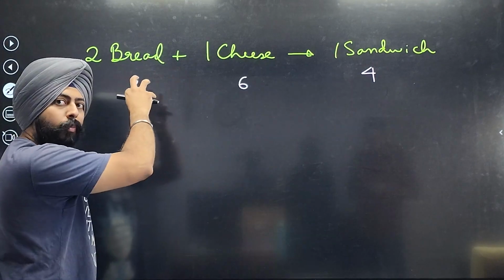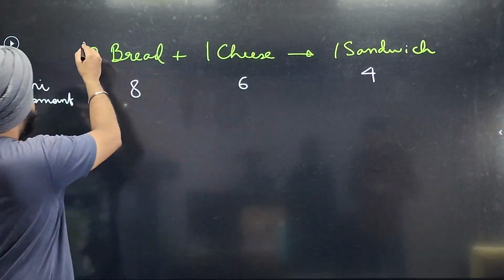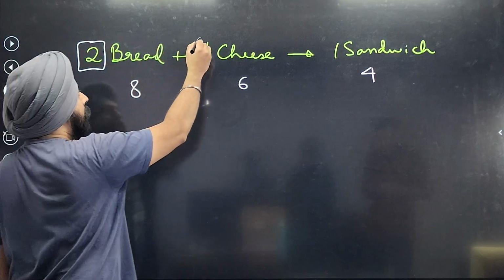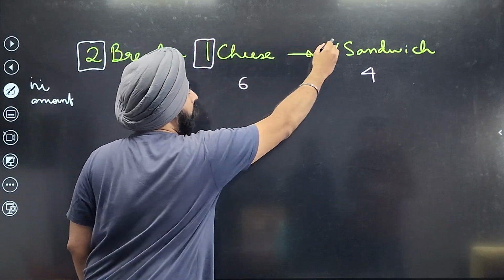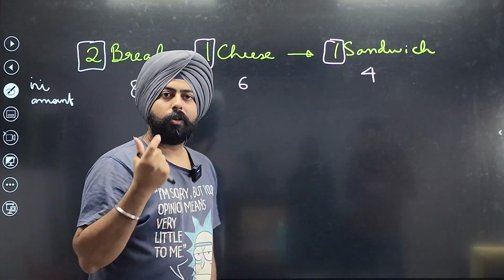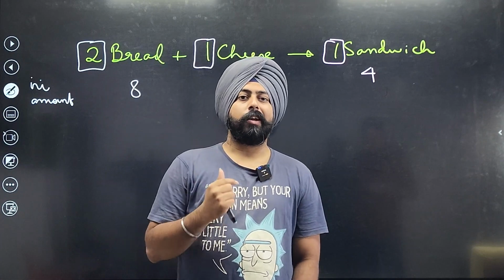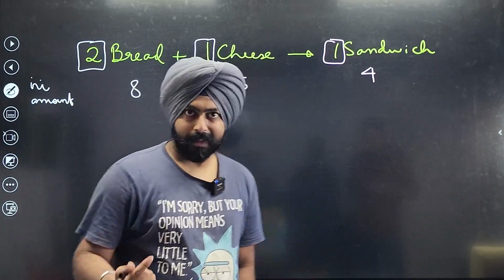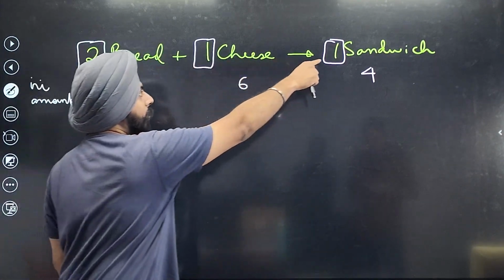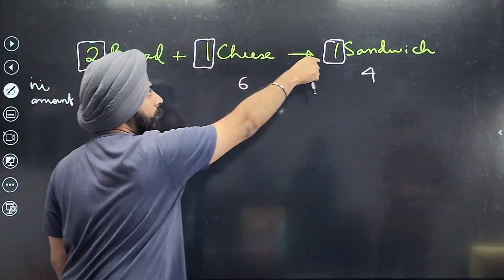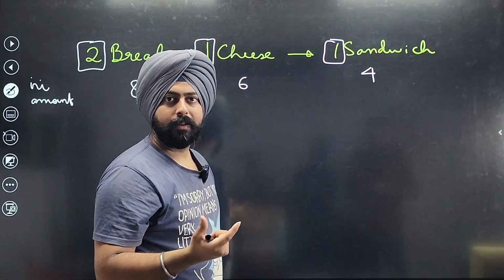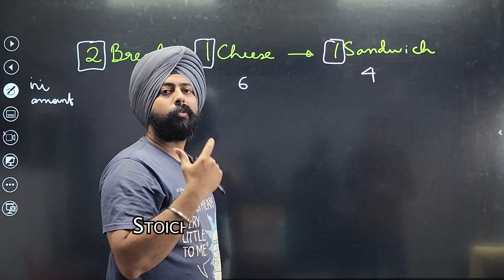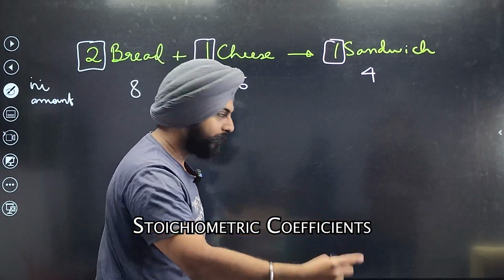ऑब्वियसली 4, because bread खत्म हो जा रही है 4 सैंडविच के बाद, right? This is the one that's stopping the reaction because of the ratios in which these things are combining. Stoichiometry means the study of ratios, all right? And these numbers that we've marked over here, 2, 1 and 1, जिससे आप chemical equation को balance करते हो, these are known as stoichiometric coefficients, all right?